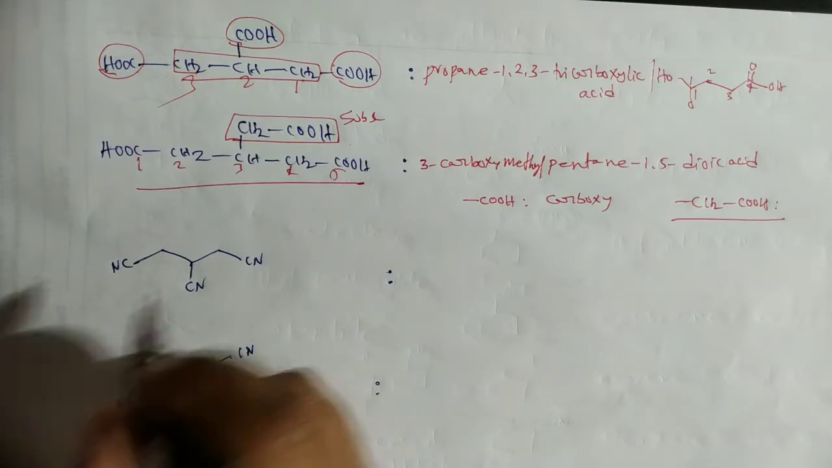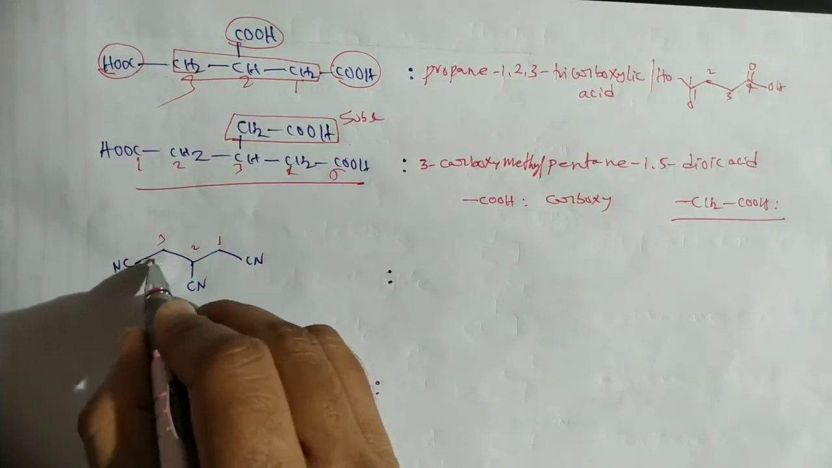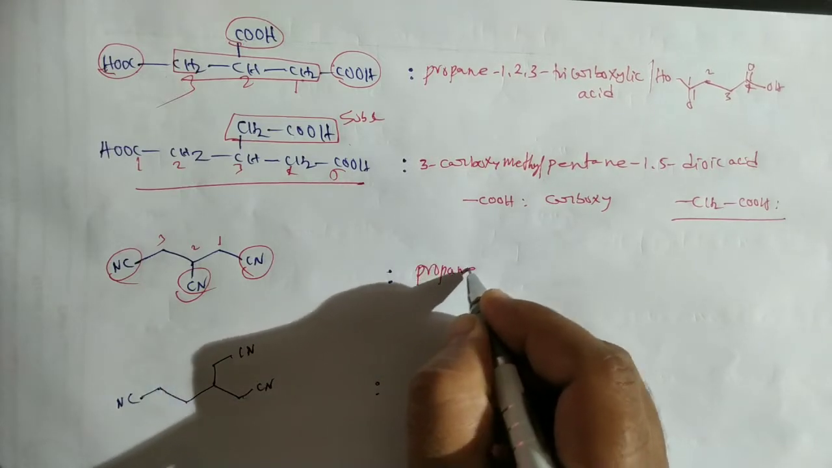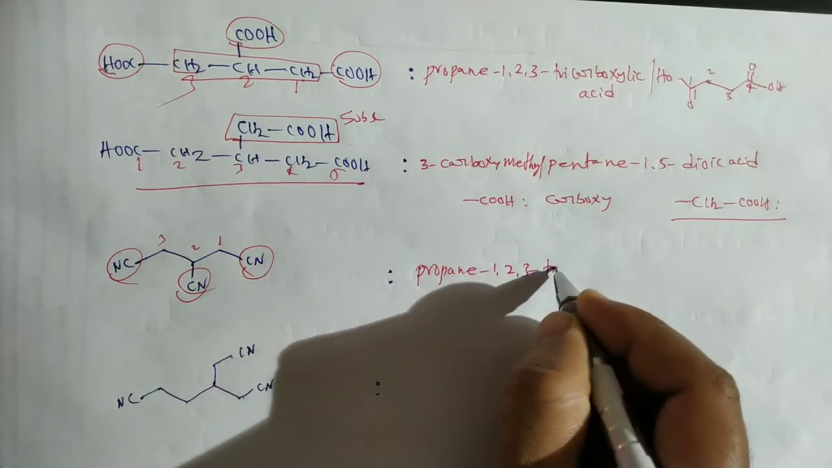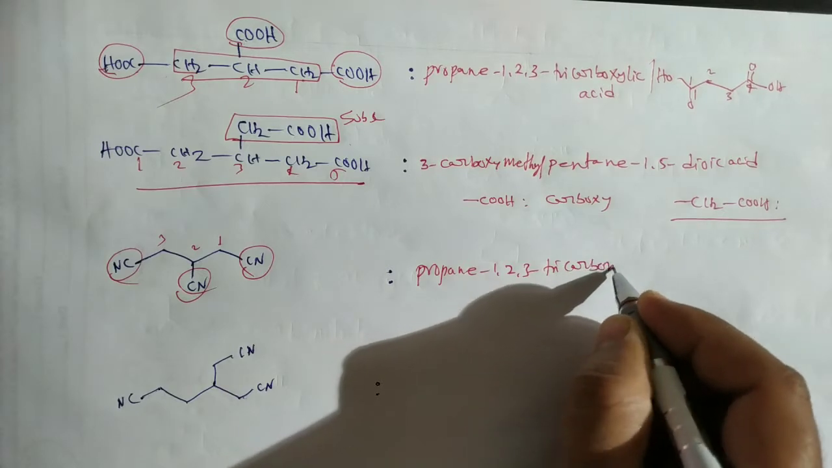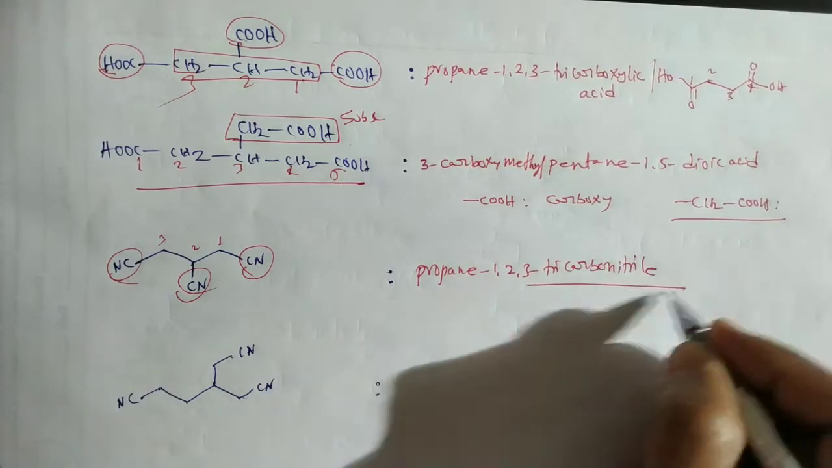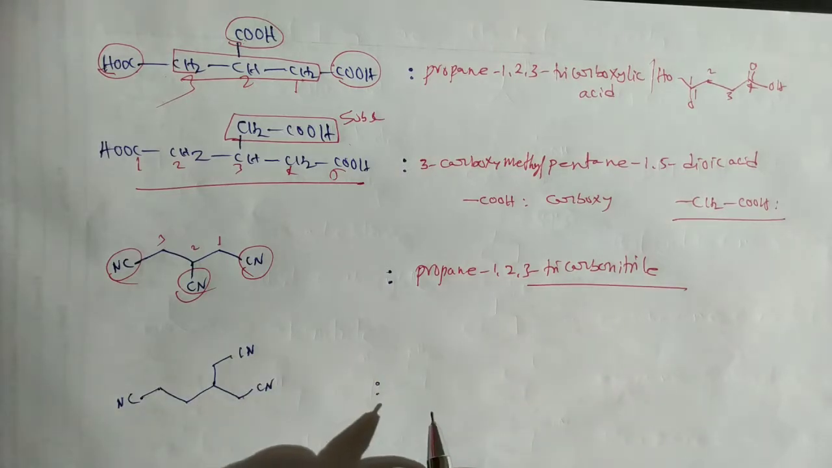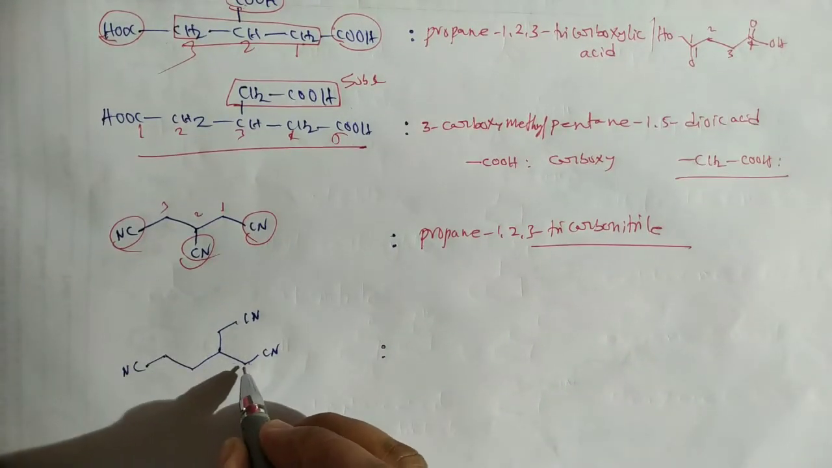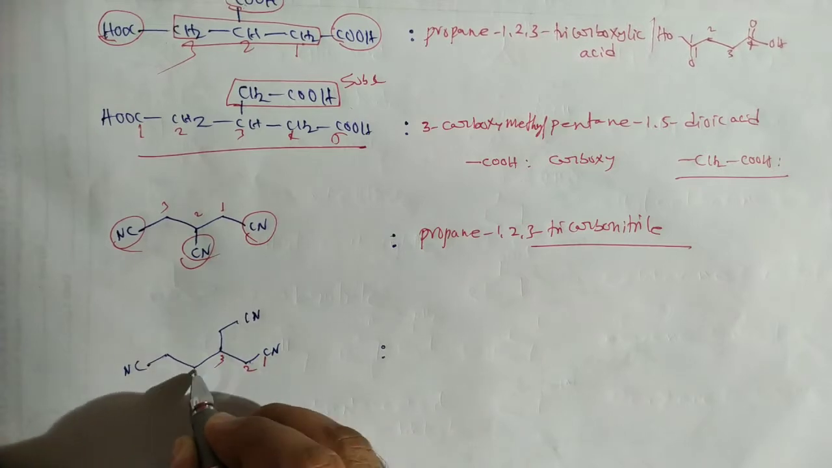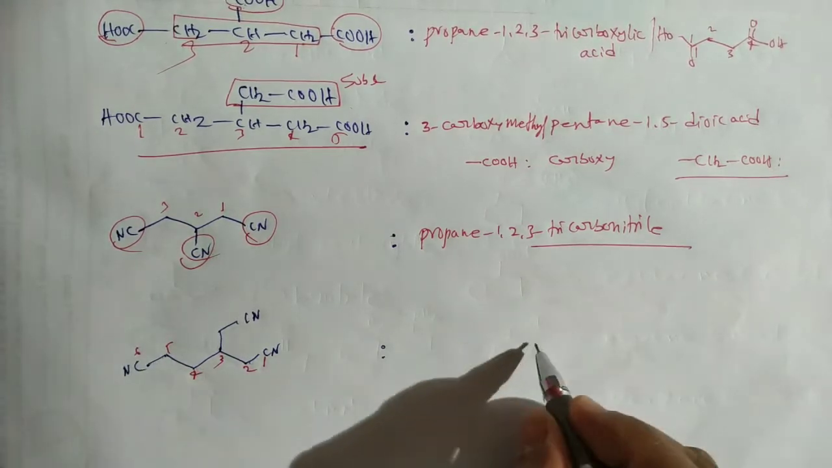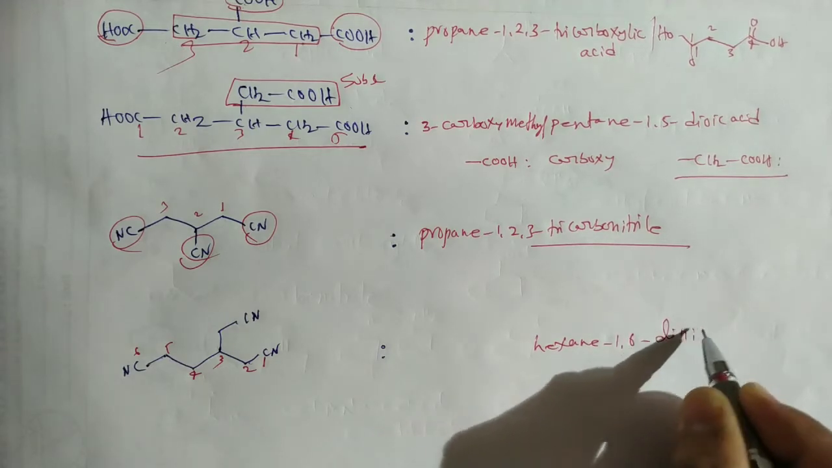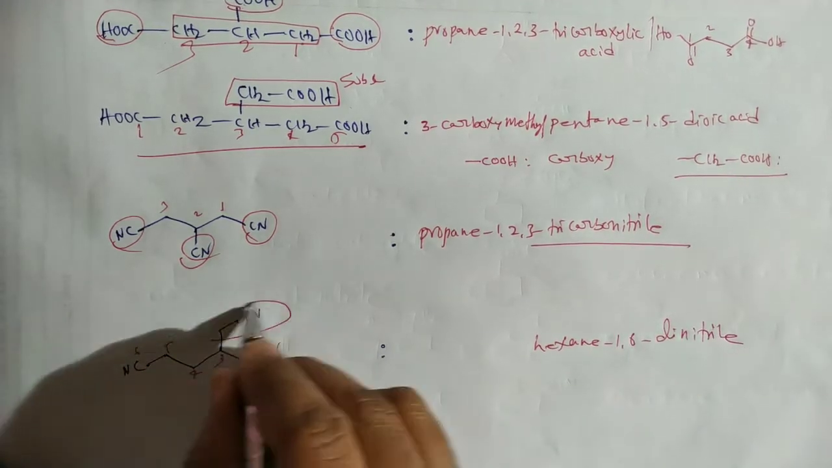Now we are coming to this one. Here also 1, 2, 3, because these are directly attached. So its IUPAC name is propane-1,2,3-tricarbonitrile. Suppose one of the groups is not directly attached, see this one: 1, 2, 3, 4, 5, 6. That means hexane-1,6-dinitrile, and the other group is treated as a substituent.